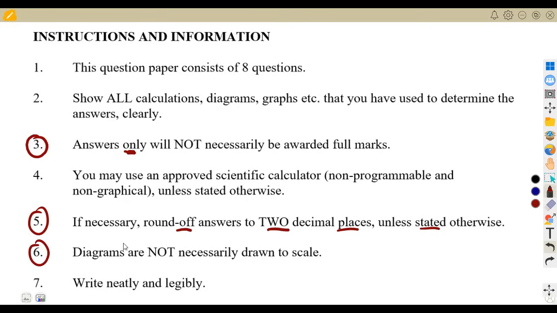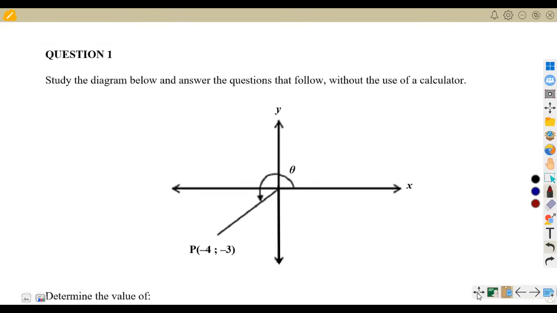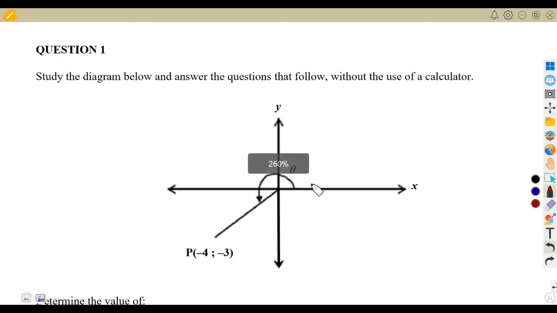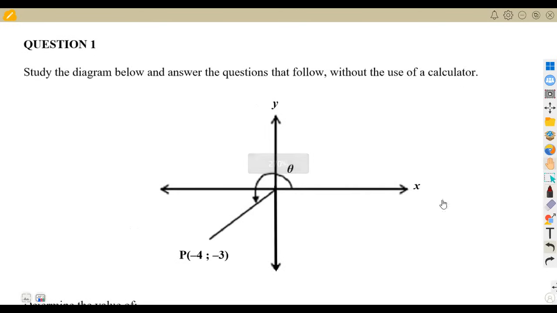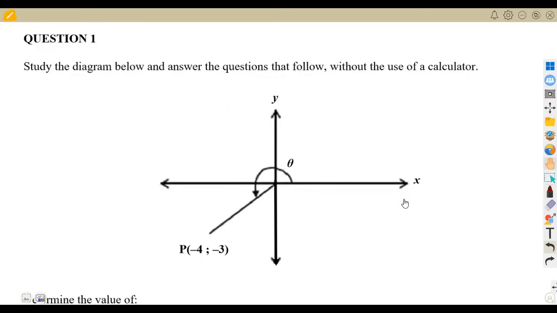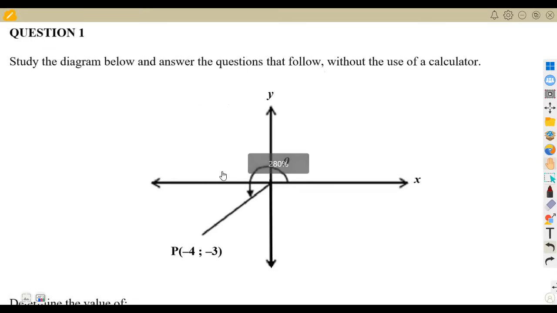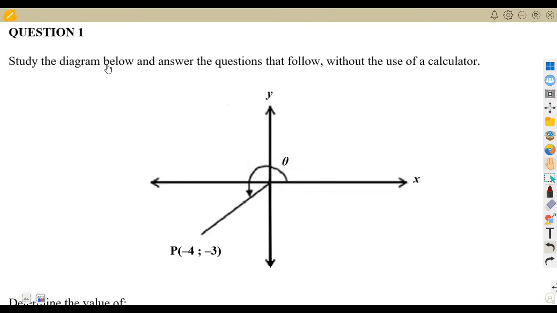And also your diagrams are not necessarily drawn to scale. That means everything that you're going to have is just a diagram. Do not think that it's up to scale. When you see a diagram like this, it's not up to scale. It's just a diagram that is drawn for you to work with, not to say you have to measure it. No. All right, so that was question number 1.